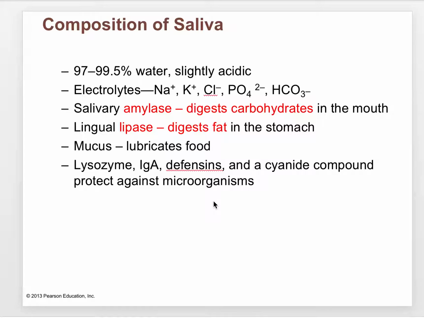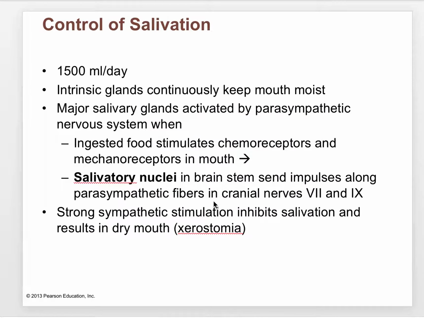Lingual lipase digests fat in the stomach. It's produced in the saliva, but it results in digestion of fat down in the stomach. There's mucus in the saliva, which lubricates food. There's lysozymes, IgA, which is an immunoglobulin, defensins, proteins that help the immune system, and cyanide compound to protect against microorganisms. All this is within saliva. You produce about 1,500 milliliters of saliva a day.